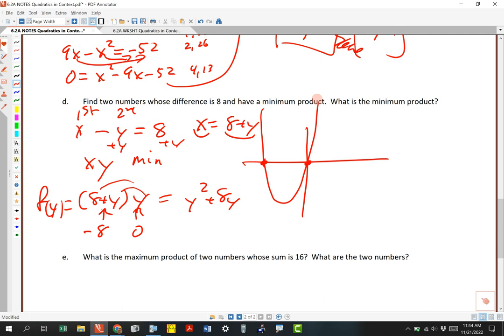Where would the vertex be? In between negative 8 and 0. So the coordinates would be negative 4 comma, and then how would you figure out what the other coordinate is? Plug it in. You'd plug it in, okay? So x is negative 2. Right? Yeah. So we figured out what?